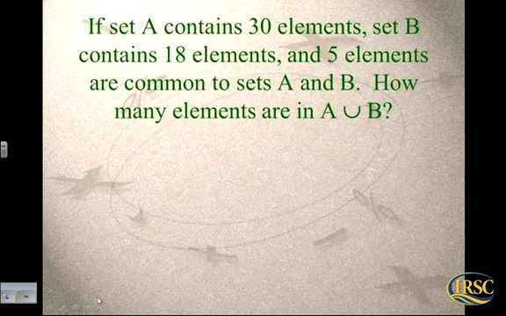So if set A contains 30 elements, set B contains 18 elements, and 5 elements are common to sets A and B, how many elements would be in the union? So this time they want to know the number of elements, not the actual elements. So how many elements would be in the union of A union B?